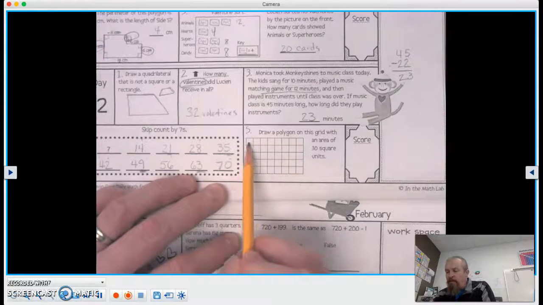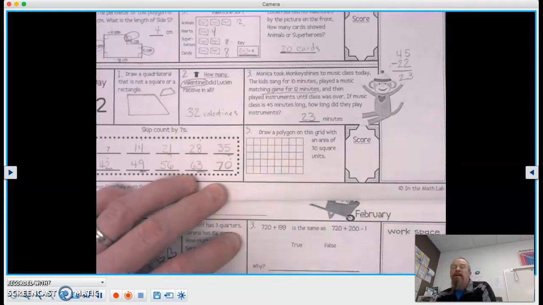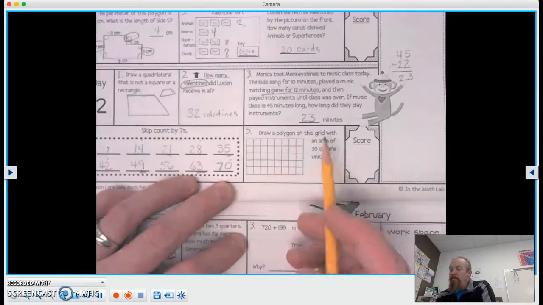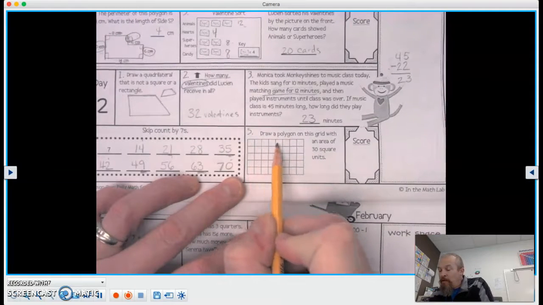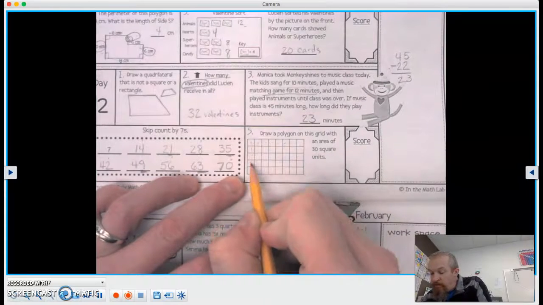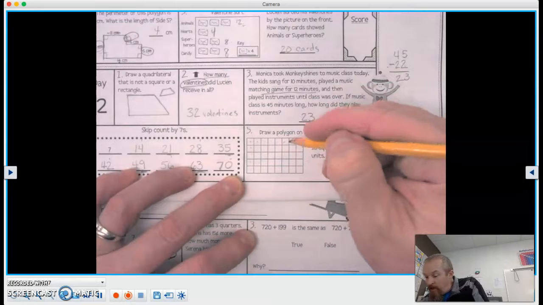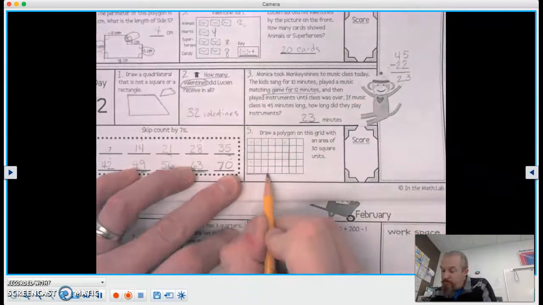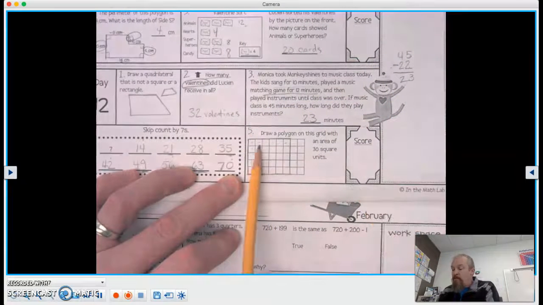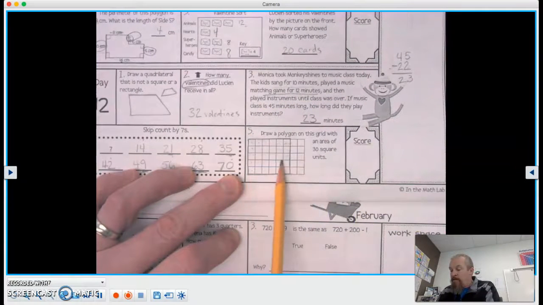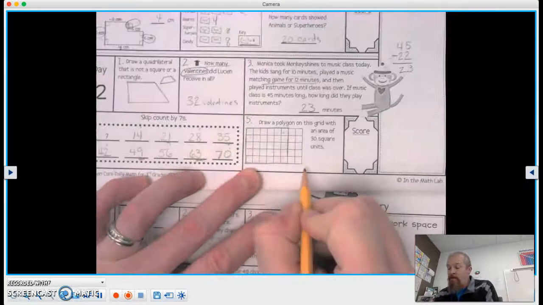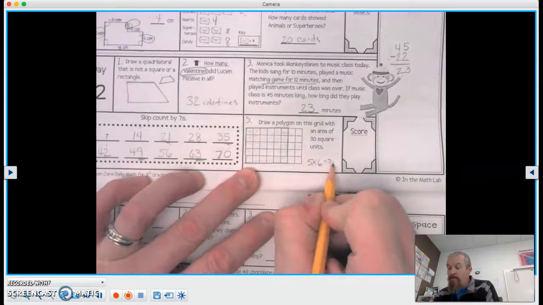I don't think there's 10 here. 1, 2, 3, 4, 5, 6, 7, 8. Yeah, I can't do 10, because that would be too much. I was going to do 10 by 3. But if I do 1, 2, 3, 4, 5, 6, again, 1, 2, 3, 4, 5, 6, and 1, 2, 3, 4, 5, I could use all of those and go to the end. So all of this inside of here is an area of 30, because 5 times 6 equals 30.